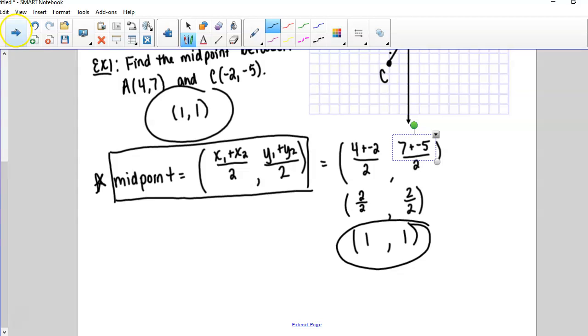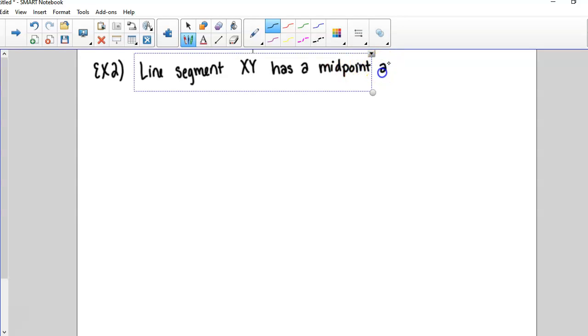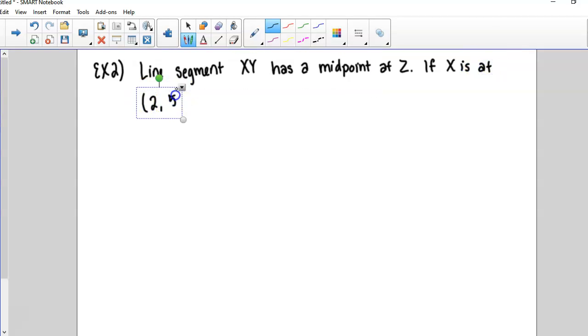Okay, let's try a few more. So, for example 2, let's find, let's see, line segment XY has a midpoint at Z if X is at 2, 5.